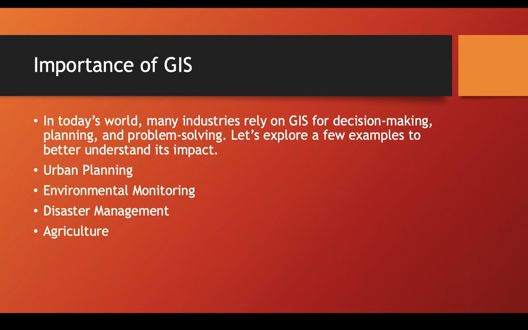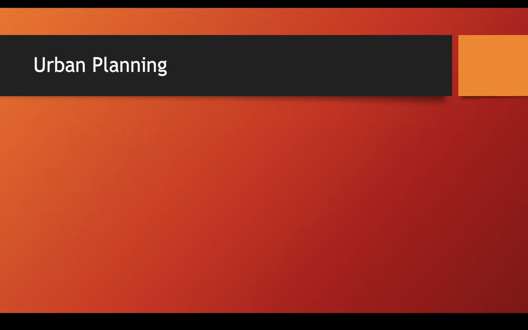Importance of GIS. Now let's talk about why GIS is so important. In today's world, many industries rely on GIS for decision making, planning, and problem solving. Let's explore a few examples to better understand its impact. There is urban planning, environmental monitoring, disaster management, agriculture. Now we discuss each example.